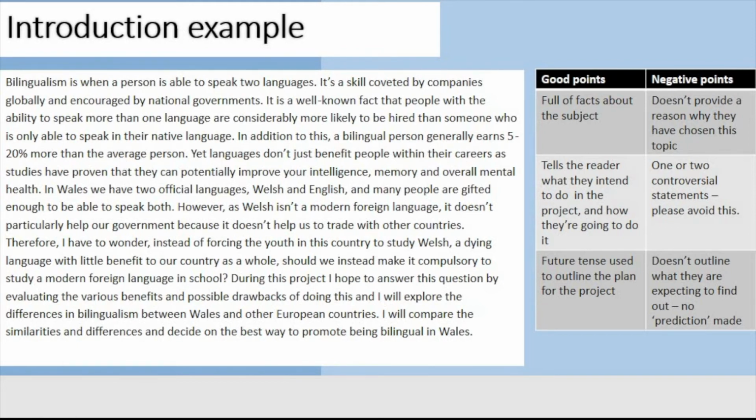It tells the reader what they intend to do in the project down towards the end. During this project, I hope to answer my title question by evaluating the various benefits, etc., etc. And they're not mixing up their tenses. It's written really well. They've used the future tense to outline the plan for the project.